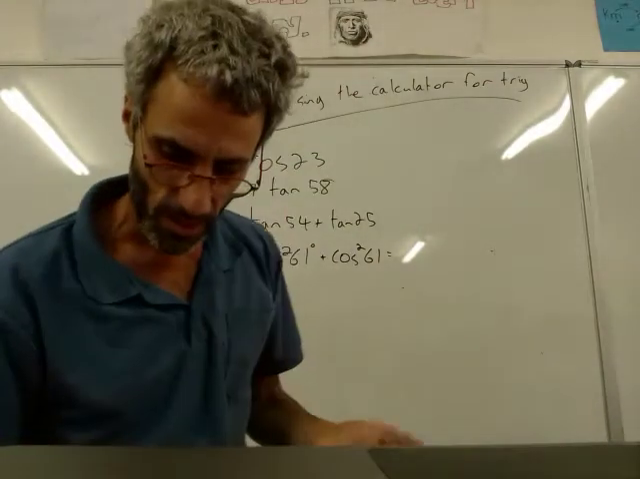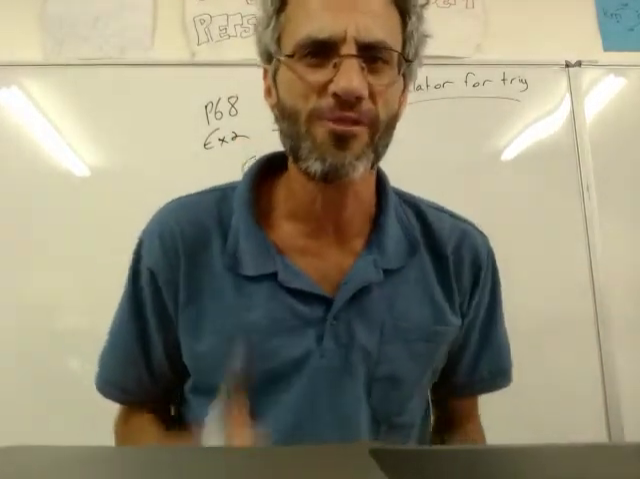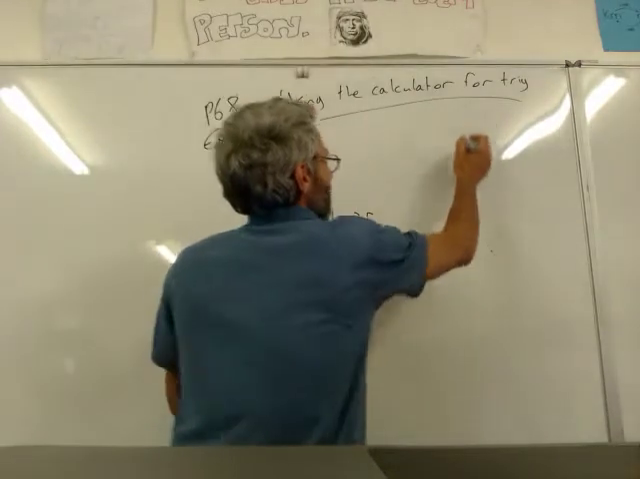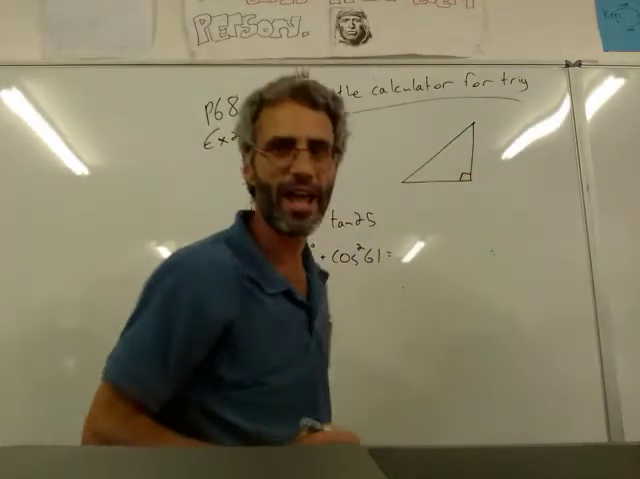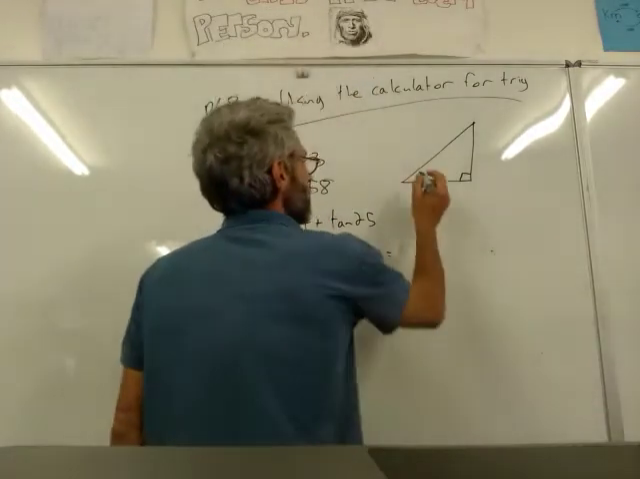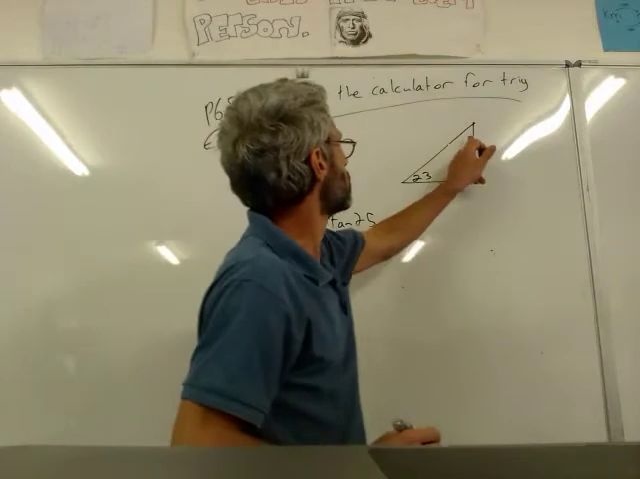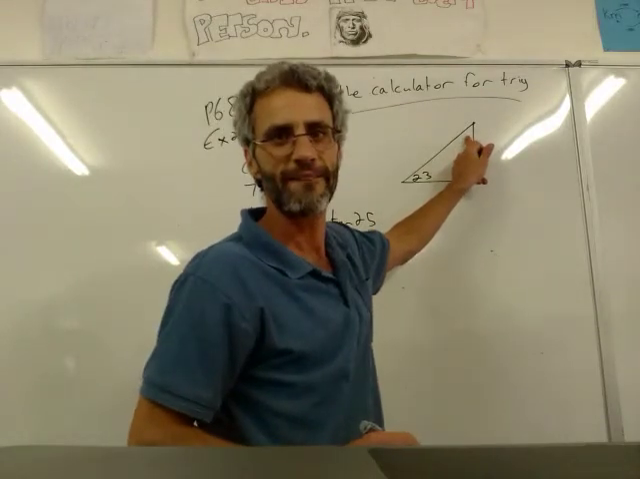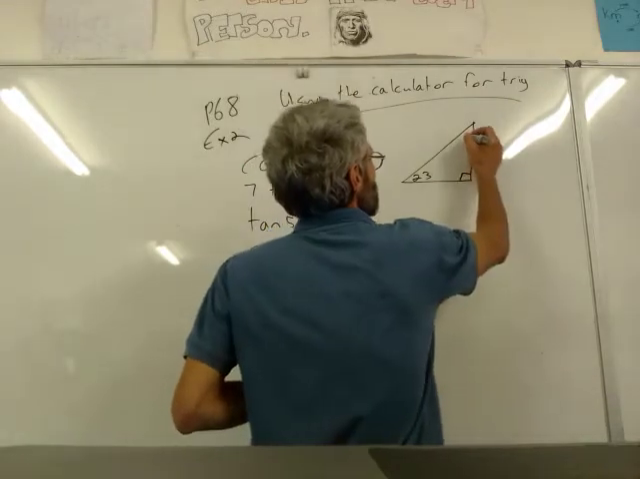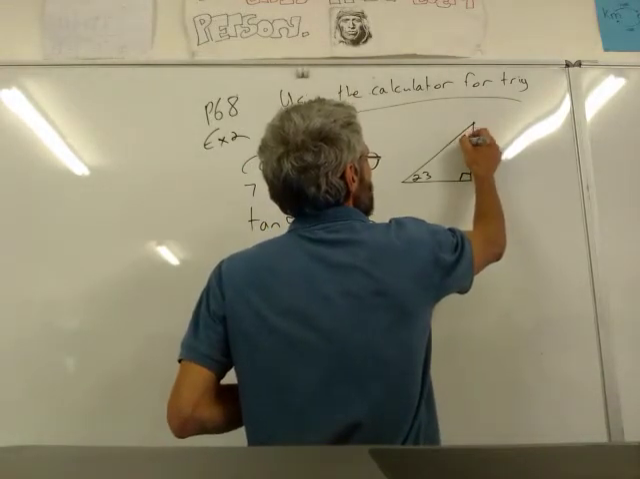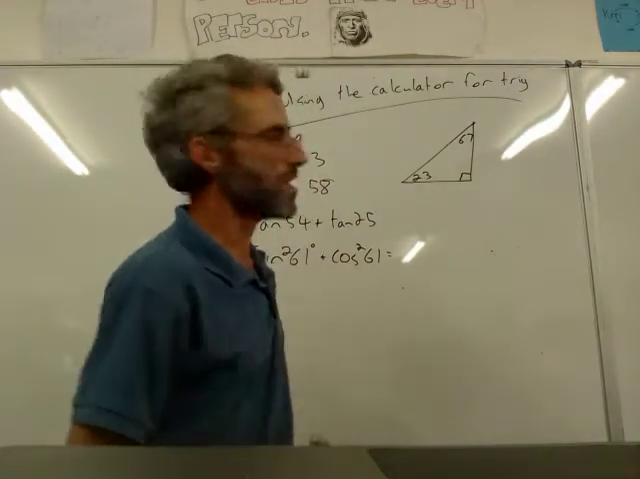Right, so cosine 23. What does cosine 23 actually mean? Let's have a look at that. We're going to draw a triangle, a right angle triangle, and let's say this angle is 23. By the way, what's the angle here? 90 minus 23, isn't it? So how much is that? 67.